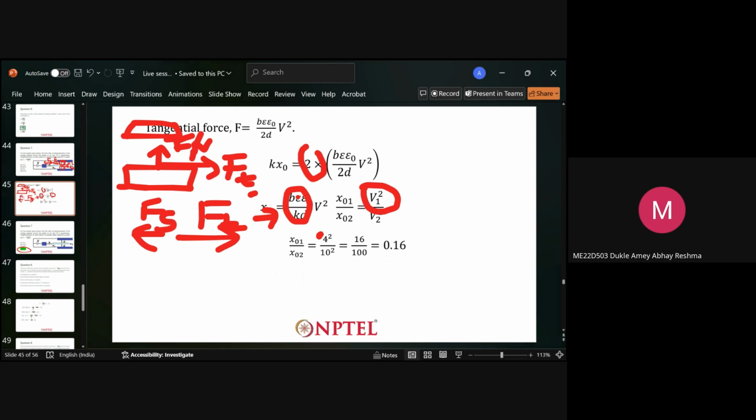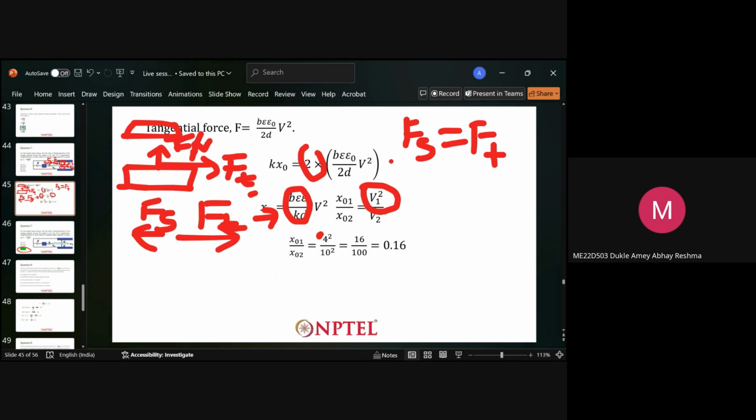Now we get the equation: the spring force Fs is equal to Ft. To keep it in equilibrium, the force which is pulling it apart and the force which is bringing it back have to be equal. Any pulling and pushing force has to be equal so that the object is in equilibrium, right? So we use the equation Fs equals Ft, that is, the spring force is equal to the tangential force.